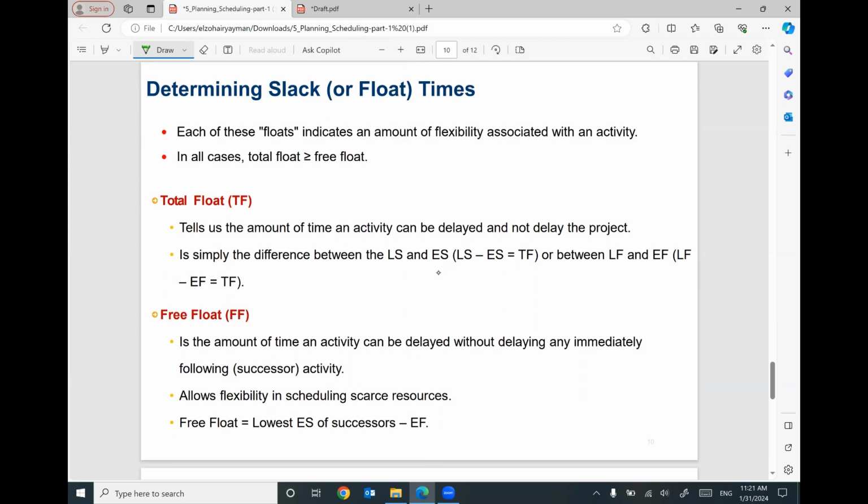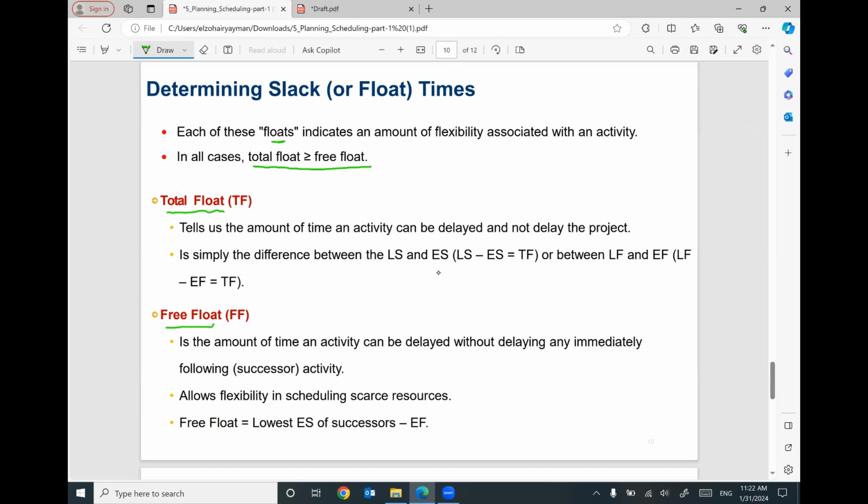I would like to focus on how to calculate the total float and the free float. Keep in your mind, each activity can have a total float and a free float, both of them. Each of these floats indicates an amount of flexibility associated with an activity. Most of the time, the total float is greater than or equal to the free float. The total float is the flexibility of time for any activity without affecting the final duration of the project. Free float is the flexibility of time for any activity to be delayed without affecting the immediate following activity.